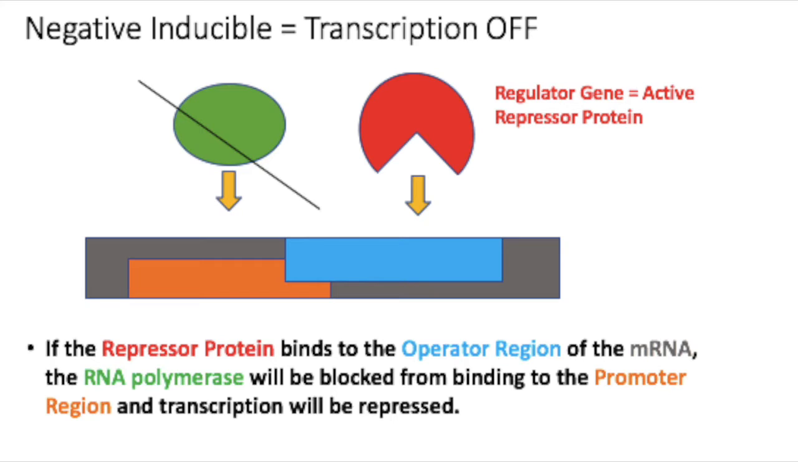In a negative inducible system, the regulator gene is an active repressor protein. This means that the protein will repress transcription if it is able to bind to the operator region of the mRNA because it will physically block the RNA polymerase from binding with the promoter region due to overlapping of these two regions on the mRNA.